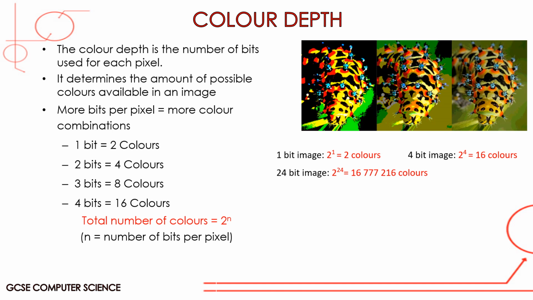You can work it out using 2 to the power of n, where n is the number of bits per pixel. For example, 2 to the power of 4 is 16. 2 to the power of 24, which is what we use in RGB, red, green and blue, is 16.7 million possible colors. In the image on this slide, you can see the effect of color depth. The more colors you have available, the clearer the image becomes.